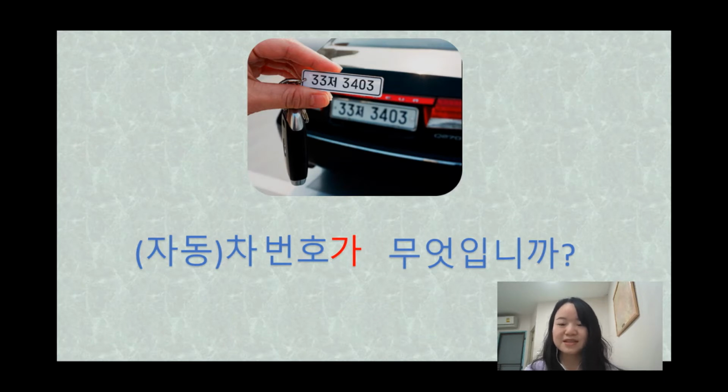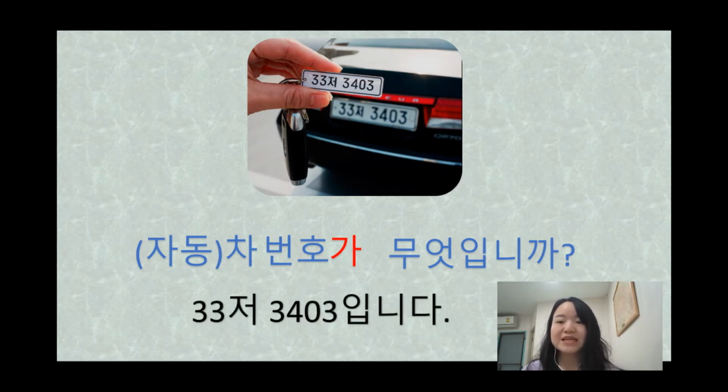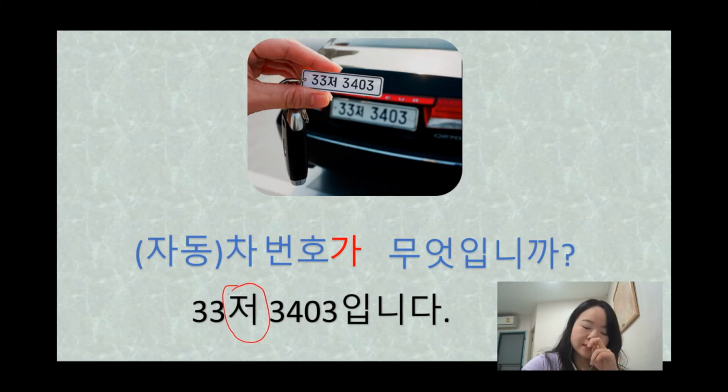Okay, like as in the picture, it should be 33 저. Okay, 3403입니다. Okay, so like this. Car number. In Korean car number, there's always some Korean characters. One more time. 차 번호가 무엇입니까? 3403입니다. Okay, very good. So one more time, let's review.